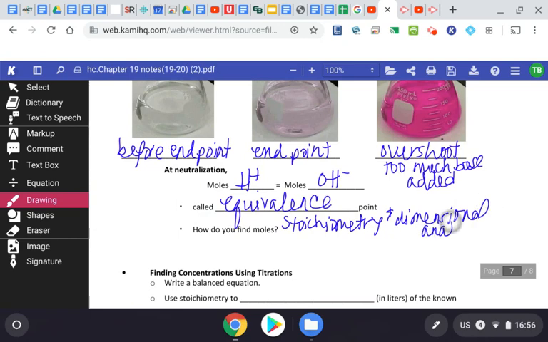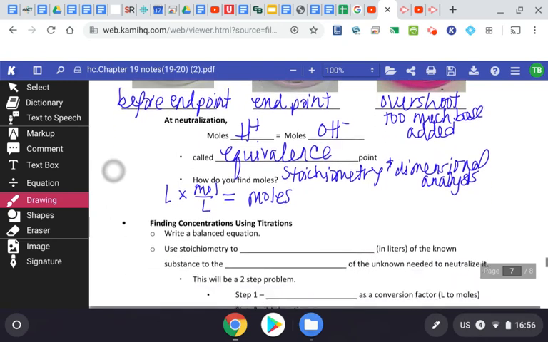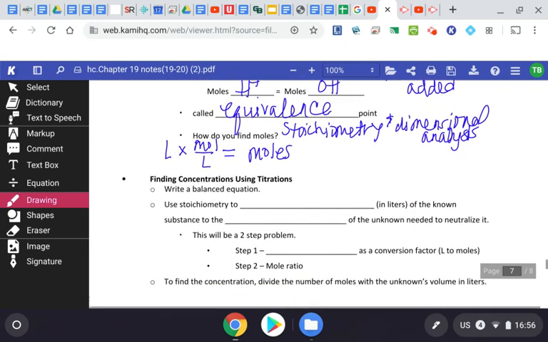If I know the volume of my standard solution measured in liters, I can multiply that by the molarity of my solution, which is my standard solution, my known molarity. And remember, molarity is moles per liter. That will give me moles. Then I can use those moles in a mole ratio from a balanced equation to figure out the moles of my unknown substance. So that's what we're going to be doing for these calculations here.